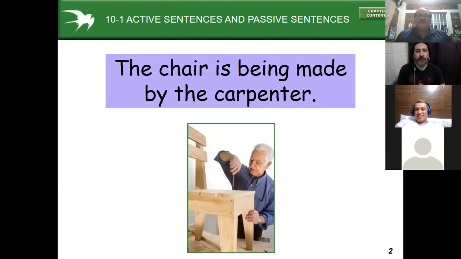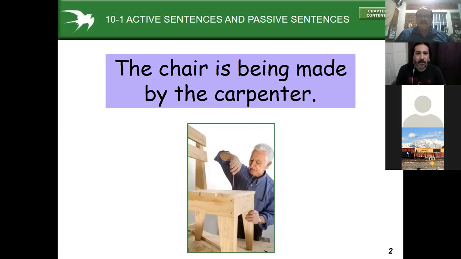Okay, so here, for example, you have "the chair is being..." What passive voice form is this one? We're talking about the chair, and this is the present progressive, because it's happening. The chair is being made.